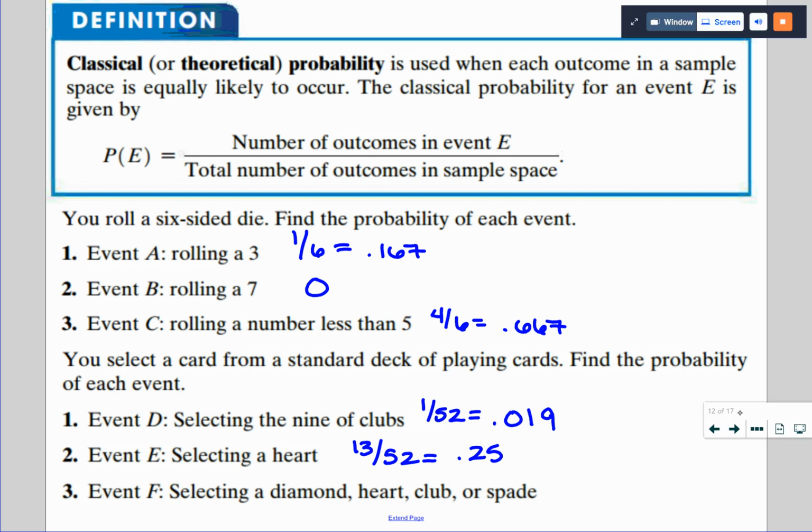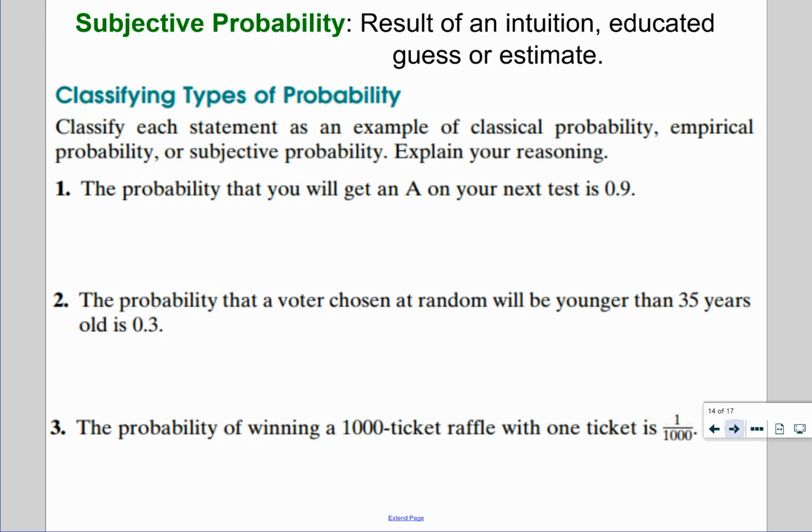Probability of selecting a diamond, or a heart, or a club, or a spade: 100%, 1. I'm going to pick one of those for sure. Questions on classical, or theoretical, probability? Great. The next two are quick.